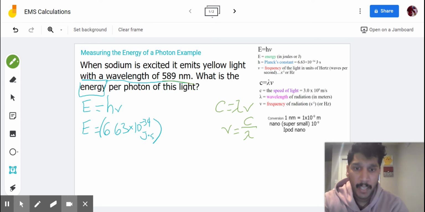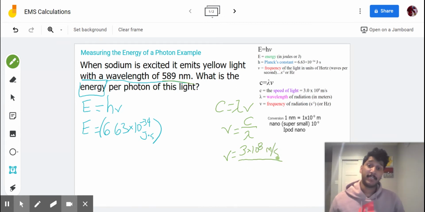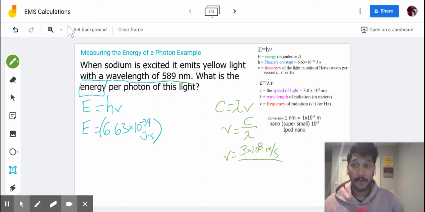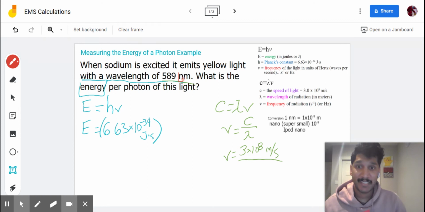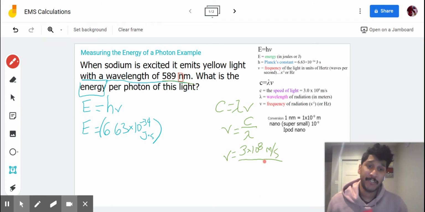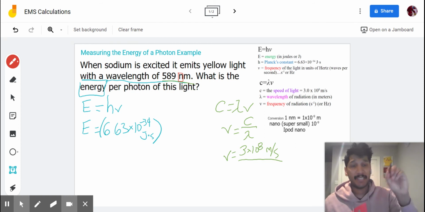Now I'm going to sub in my constant for the speed of light, 3 times 10 to the 8th meters per second. They gave us a wavelength of 589 nanometers. Before I can sub this in, notice that nanometers does not match up with my unit of meters. I don't know if this is before your time, but it probably is: iPod nanos. Nano is just something super, super small. So 1 nanometer is equal to 1 times 10 to the negative 9th meter.